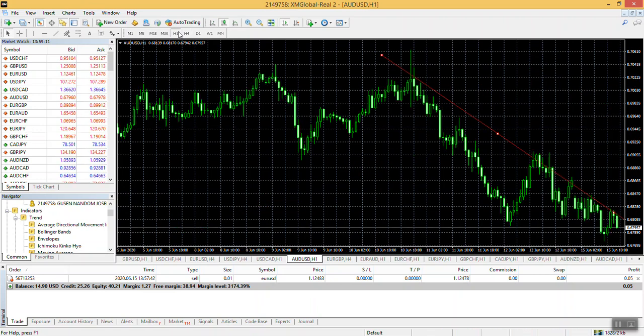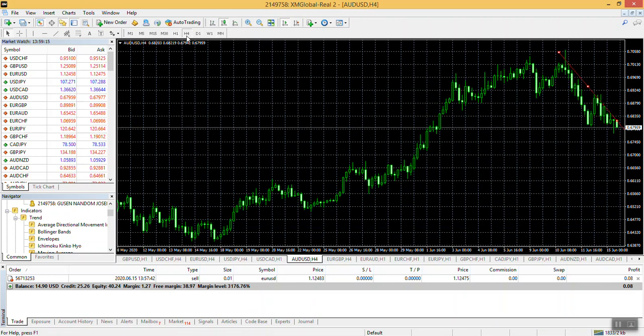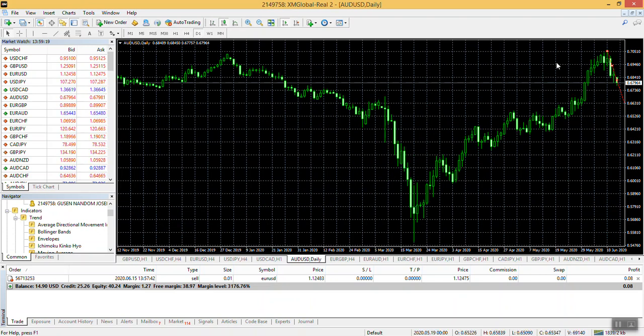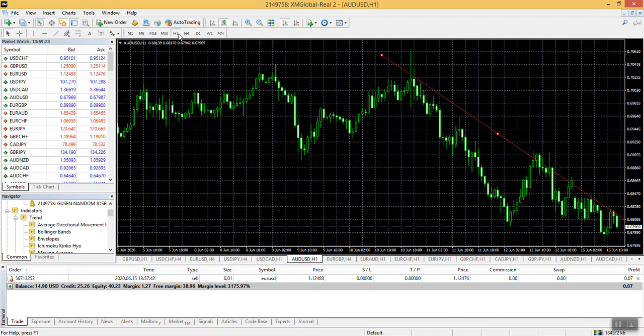Let me check 1 hour. Well, it may not be too late. Let me check daily. You see, this is bullish on the daily candle. So this trend is down. It's touching a resistance. I think if we sell this market, we're not going to make any losses. But before we sell, let's check other currency pairs and compare.